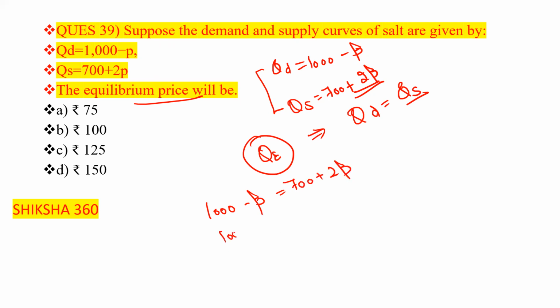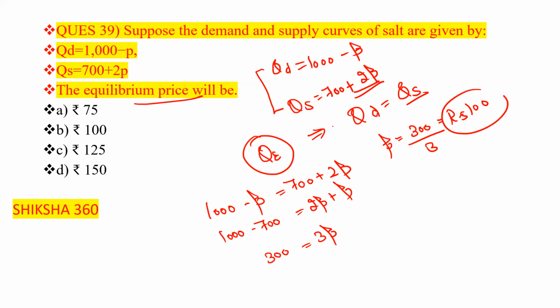So 1000 minus 700 is equal to 2P plus P, that is 300 is equal to 3P. So P here is equal to 100 rupees. Clear? That is the equilibrium price.